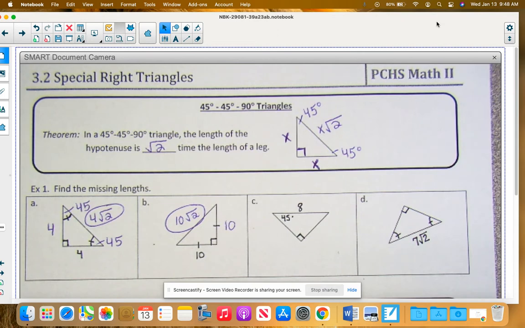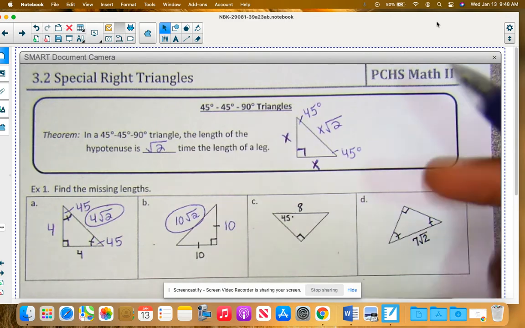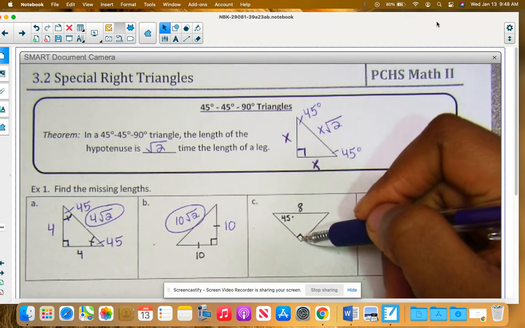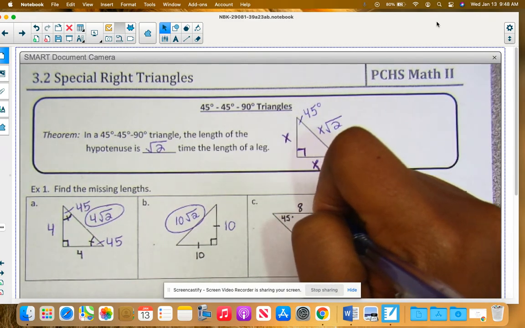Example C actually gives us the hypotenuse, so we can kind of work a little bit backwards there. So I'm going to show you how I like to break it down. I know first that this is a 45, 45, 90 degree triangle. So this is my 90 degree, that's 45, and then that's 45.